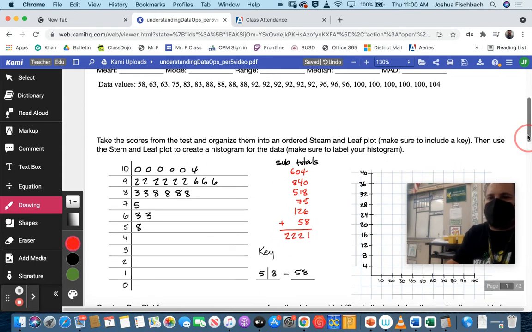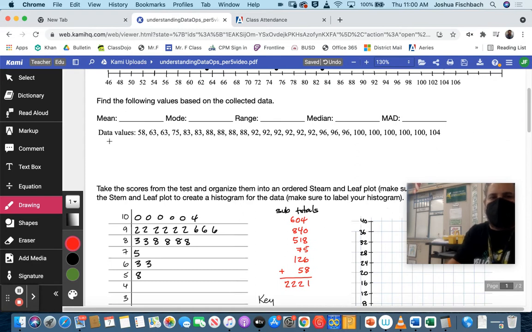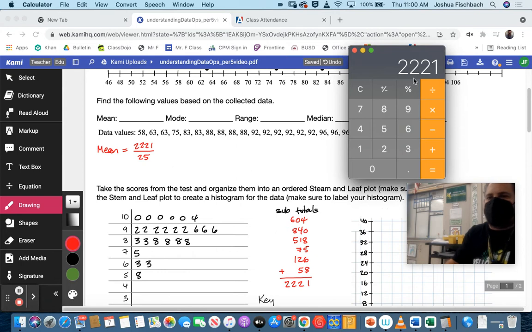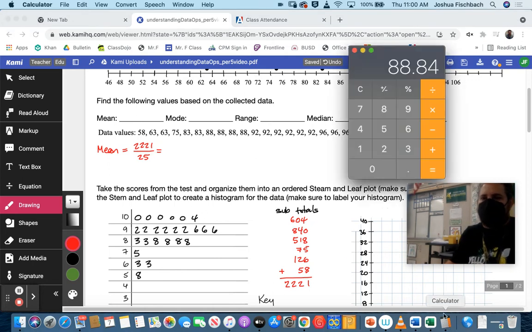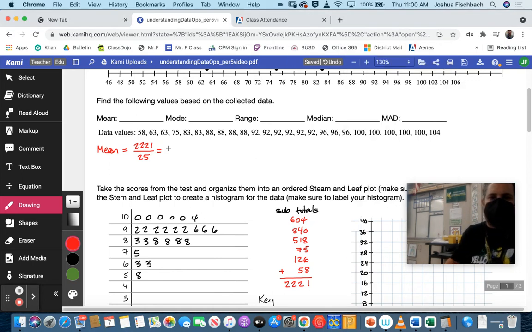Now I can go back up here and I can say for the mean, it's pretty easy to calculate the mean now, right? It's just going to be 2,221 divided by the 25 pieces of data. So now we can take that 2,221 divided by 25, and we're going to get our mean. And our mean is, in this case, let me see if I can erase that. Our mean is 88.84. Okay, so we have 88.84 as our mean, and we can write that in here, 88.84.